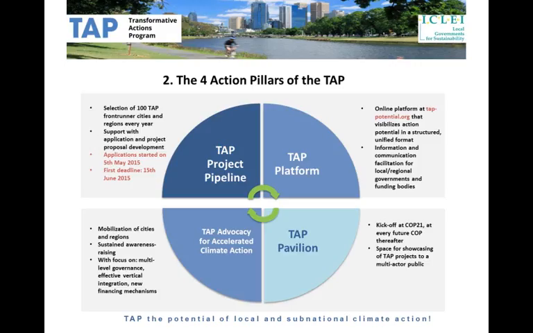Finally, the TAP advocacy for accelerated climate action will build on previous achievements in local climate advocacy and will diversify and strengthen it through several ways. So, for example, it will raise awareness of the potential of transformative climate action. It will seek to deepen the dialogue with national governments, so it will seek to enhance vertical integration in that respect, and it will also seek to reinforce the engagement with international and national funding bodies and development agencies.